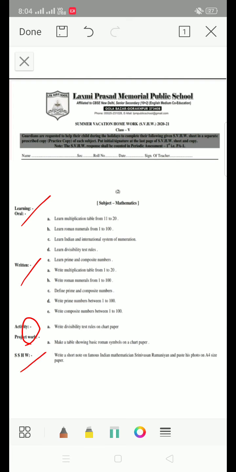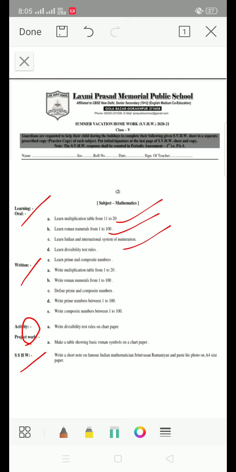In your learning oral section, you have been given 5 assignments for learning. The first one is learn multiplication table from 11 to 20. The second one is learn Roman numerals from 1 to 100. The third one is learn Indian and international system of numeration. In Indian and international system of numeration, you have to learn how to put commas in both systems of numeration and how to write in words in both systems of numeration.